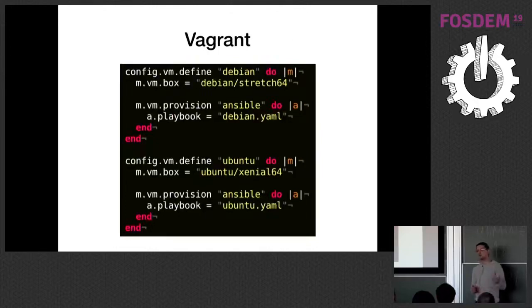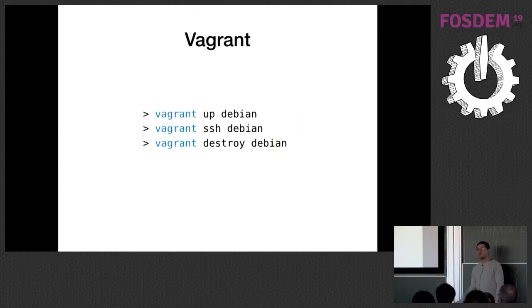It supports VirtualBox, VMware, Docker, I think anything you can imagine. So I have just one file with that many lines, then I run vagrant up Debian, for example, and I have a virtual machine running, ready with everything I need on it, so I can just start debugging right away. I can SSH into it, and when I'm done, I can just destroy it to free the memory.